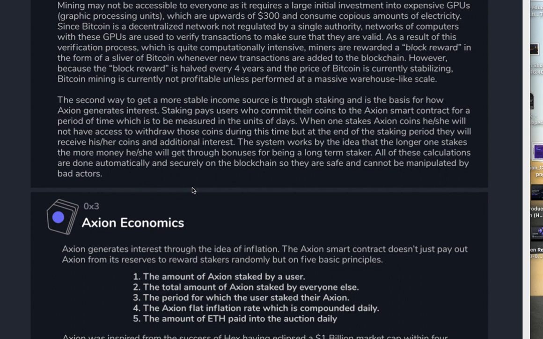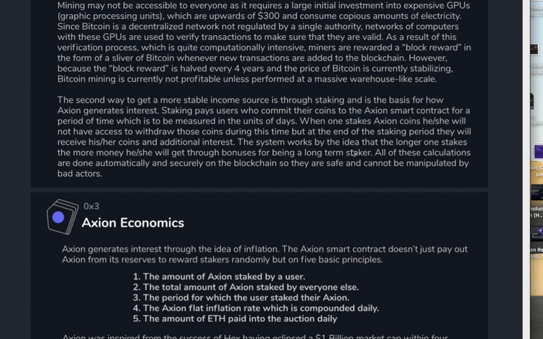The second way to get more stable income is through staking, and it is the basis of how Axion generates its interest. Staking pays users who commit their coins to the Axion smart contract for a period of time, which is measured in the unit of days. When one stakes Axion coins, she will not have access to withdraw those coins during this time, so it's very important to remember that. But at the end of the staking period, they will receive his or her coins and added interest. The system works by the idea that the longer one stakes, the more money he or she will get through bonuses for being a longer term staker.